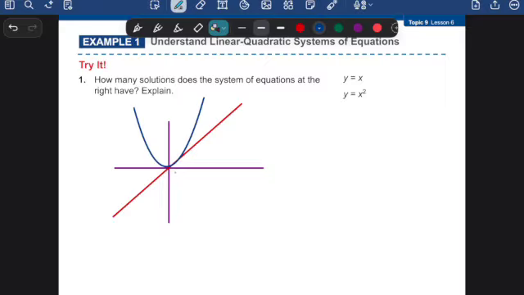They're going to be both intersecting at the origin, and then when the parabola goes back up, it will intersect again. So there will be two solutions: at the origin, and then where they intersect again, which in this case will be at 1, 1.